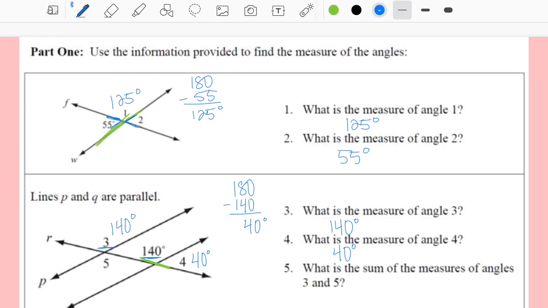Number 5 asks us for the sum of the measures of angles 3 and 5. Well, I don't know the measure of angle 5 right now, but because angle 3 and angle 5 are intersecting lines and they form vertical angles, angle 5 also would be 140 degrees because vertical angles are congruent, which means that they would sum to 280 degrees.